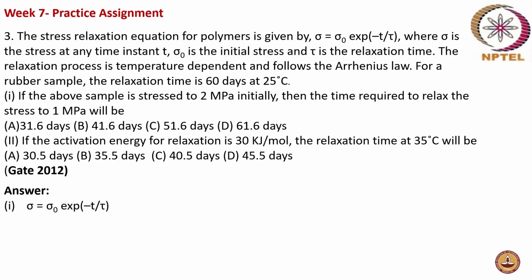So what is given? First of all, we have been given the expression for the stress relaxation. Sigma is equal to sigma naught into exponential of minus t by tau, where sigma is your stress at any time, sigma naught is the initial stress, tau is the relaxation time. Next, they have given that the initial stress is 2 megapascal. That is what is given in the part 1 question. The sample is stressed to 2 megapascal initially. That means sigma naught is 2 megapascal.